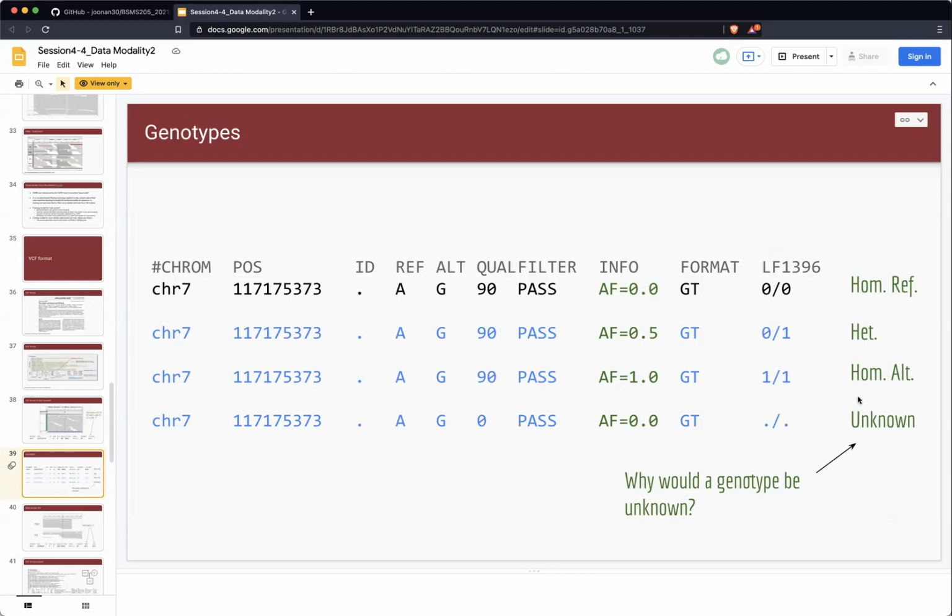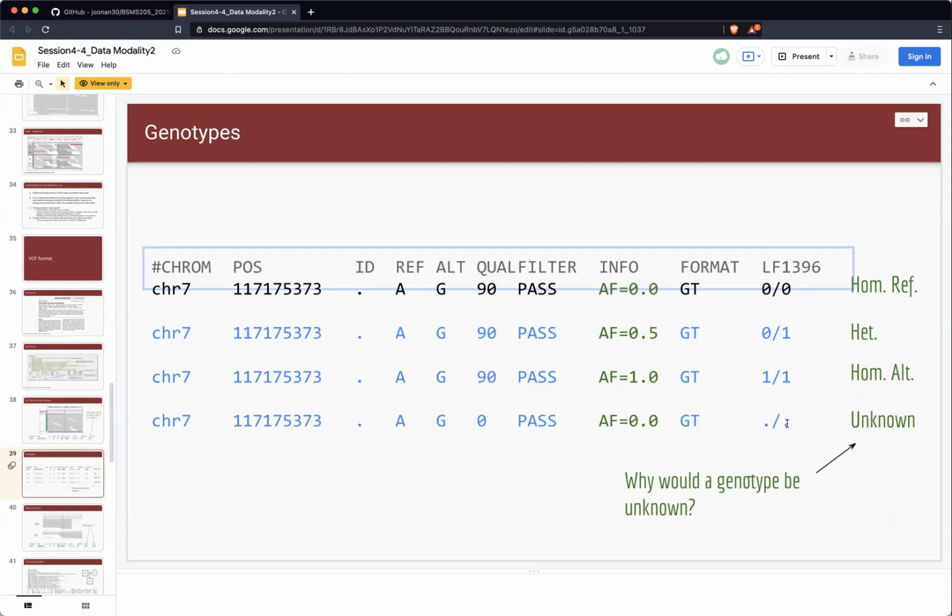But some of the genotype columns can have ./. That means unknown, right? So then the question is why we don't have the genotype information for this person. The reason is that this position and these samples don't have enough data. Data here is the sequence reads. So we cannot read any genotype information from this locus, right?